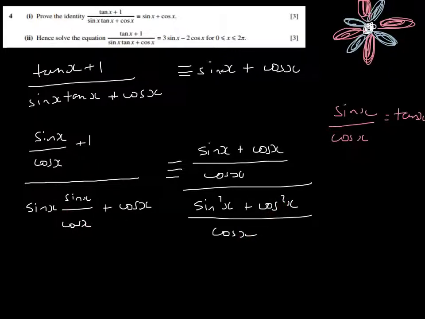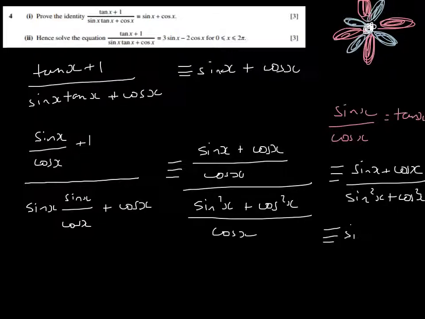And what you can see now is I've got this cosine x in common, which we can divide through, and then we end up with just sine x plus cos x all over sine squared x plus cosine squared x, which just equals sine x plus cosine x, because we all know that sine squared x plus cos squared x equals 1.